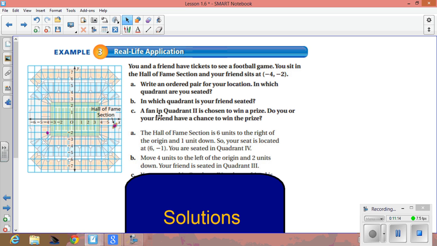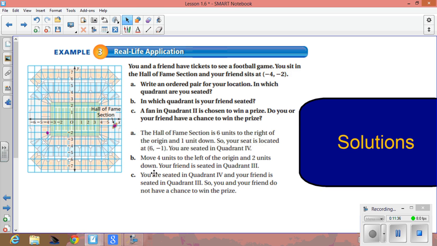A fan in quadrant 2 is chosen to win a prize. Do you or your friend have a chance to win? So a fan in quadrant 2. Here's quadrant 2. So the question is, will you or your friend be picked? Will you or your friend have a chance?